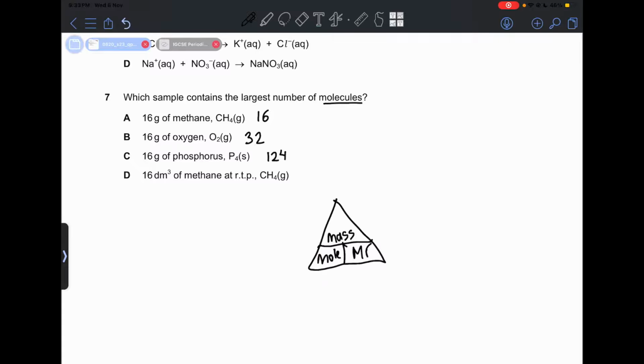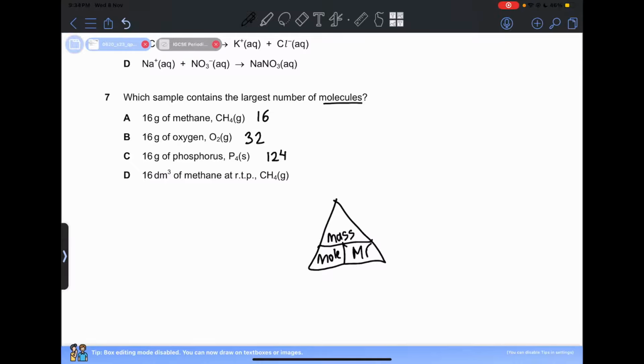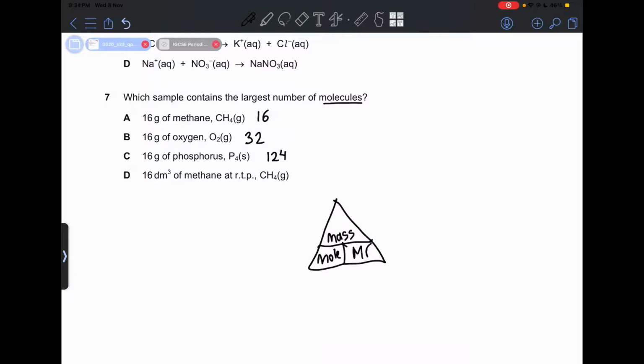7. Which sample contains the largest number of molecules? So over here we have to calculate the moles, which is mass over the molecular number. So I have already calculated the molecular number for each of them. We're going to just divide the mass over here, which is 16, over the molecular mass, which is 16. So this is going to give us 1. So this is 1 mole. And again, for the oxygen, we're going to do the same thing. You're going to divide the mass, which is 16, over the molecular mass, which is 32, and you're going to calculate that on your calculator.